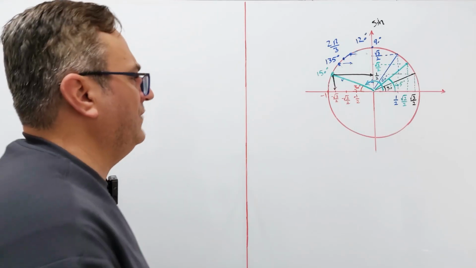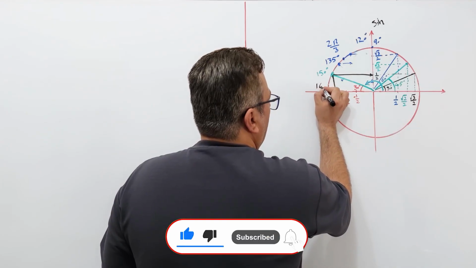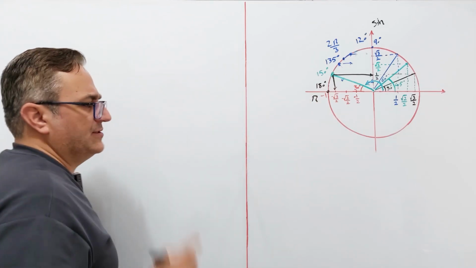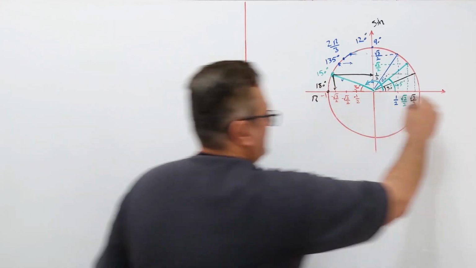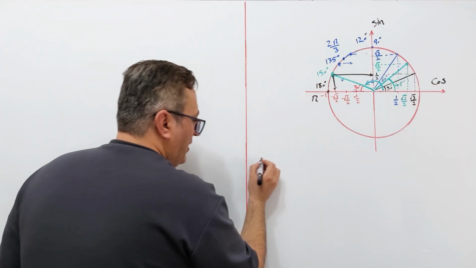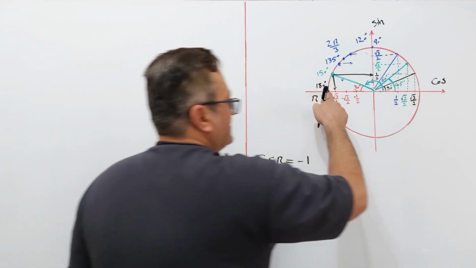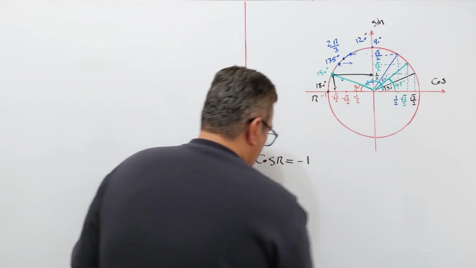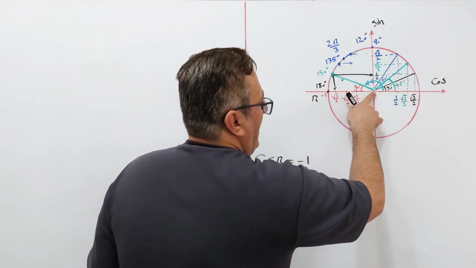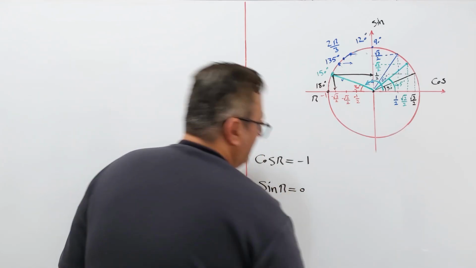So let's continue moving, and we reach here at 180 degrees, or pi in radians, which lies on the cosine axis. Here it is minus 1. So cosine of pi is equal to minus 1 because we are here, and sine of pi is equal to, if you look at the sine axis, you'll see 0. So sine of pi is 0.